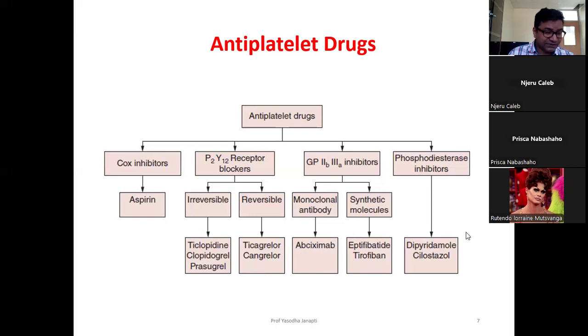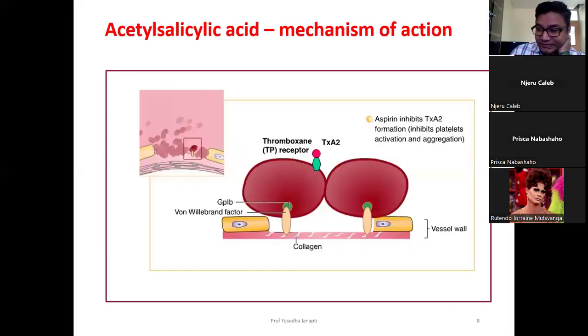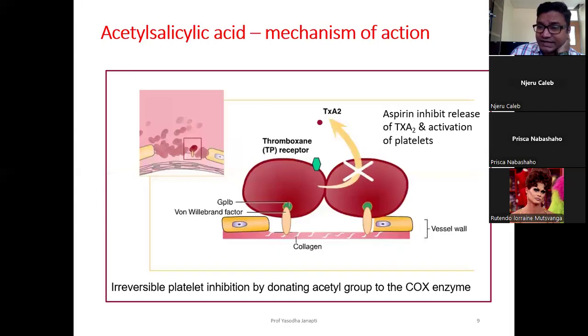Abciximab. Then phosphodiesterase inhibitors, so dipyridamole, cilostazole. So these are some of the drugs and the total classification of these drugs. Now, first let us see aspirin.